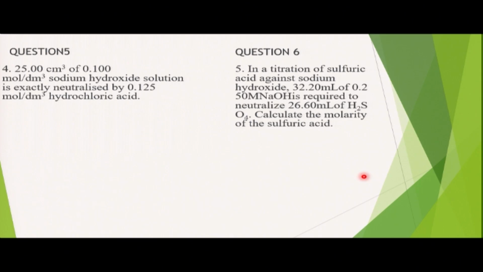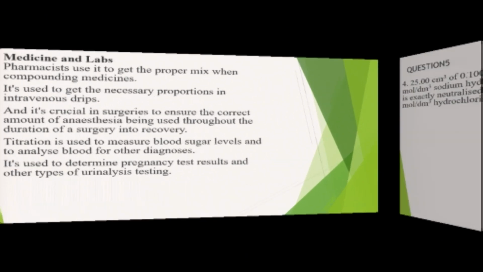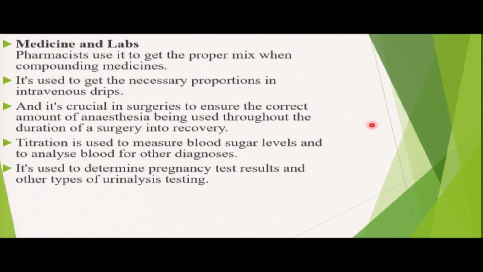25 cubic centimeters of 0.1 molar sodium hydroxide solution is neutralized by 0.125 molar hydrochloric acid. Here you are asked to calculate the volume, actually the volume of the hydrochloric acid is missing. So you need to calculate that. Calculate the molarity of this. Here you need the molarity of sulfuric acid.